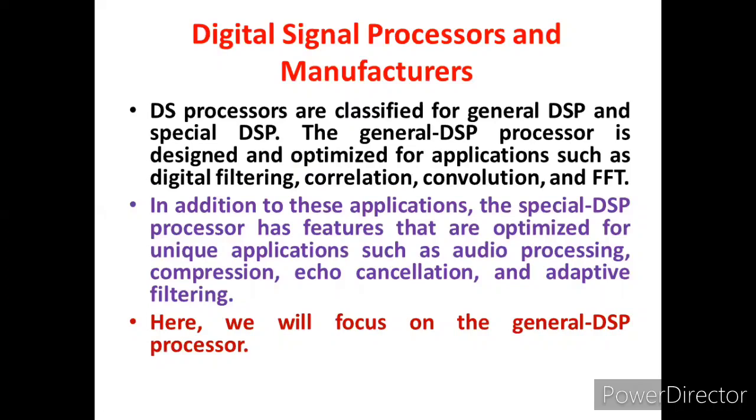Now let us see other manufacturers who are producing digital signal processors. DSP processors are classified into general DSP and special DSP. What is the difference? The general DSP processor is designed and optimized for applications such as digital filtering, correlation, convolution, and FFT. So the general DSP processor performs these simple operations of DSP, that is digital filtering, correlation, convolution, and FFT.